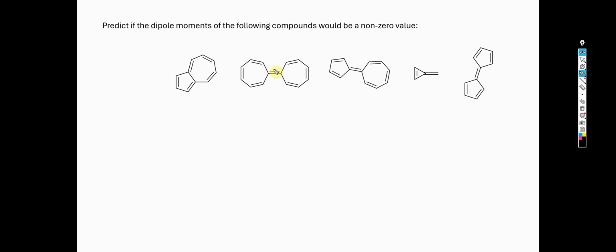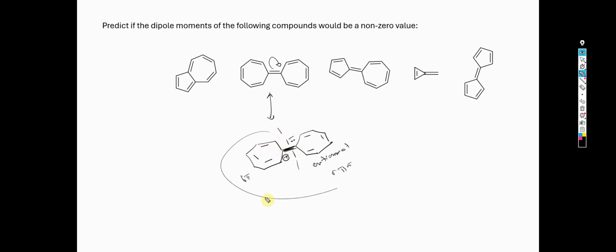In this case, if you want to make both these rings aromatic, you will be able to write a resonance form that looks like this, and you can pull an electron and you will get a negative charge here and a positive charge here. So while the tropylium cation side of the molecule is aromatic because it has 6 pi electrons, the anion here is anti-aromatic. Therefore, the anti-aromaticity of this structure will prevent this molecule from having a dipole moment. Therefore, you will expect this molecule to have a zero dipole moment.